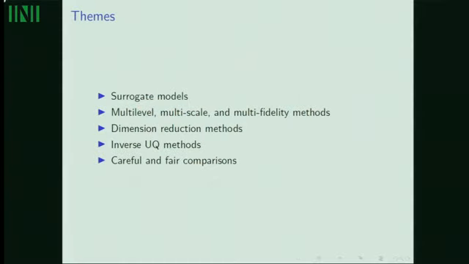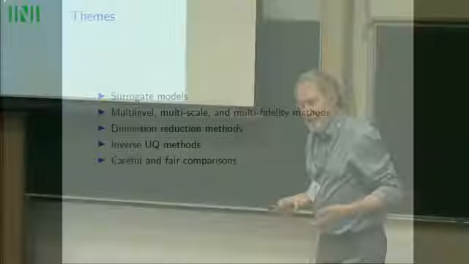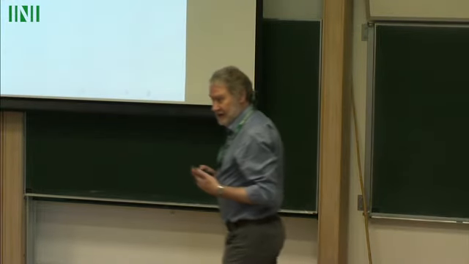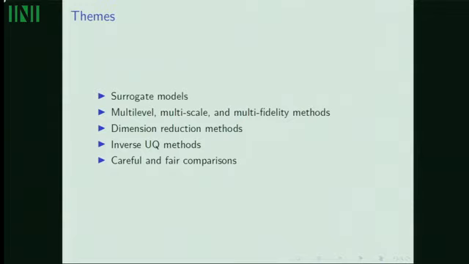Dimension reduction methods, where we take some high-dimensional problem which is hard to solve and we try to reduce it to a lower dimensional problem that approximately solves the same problem. Inverse methods, which I talked about earlier, where we have some data and we feed back into the model information from that data to try to estimate parameters or to reduce uncertainty. And the final one we said we were going to do were careful and fair comparisons. I'll come back to careful and fair comparisons in a minute.